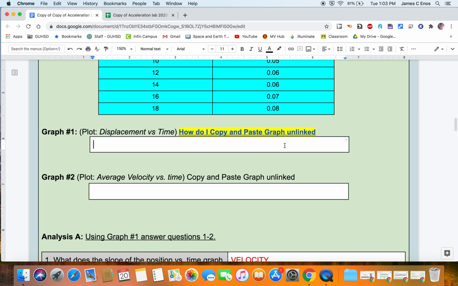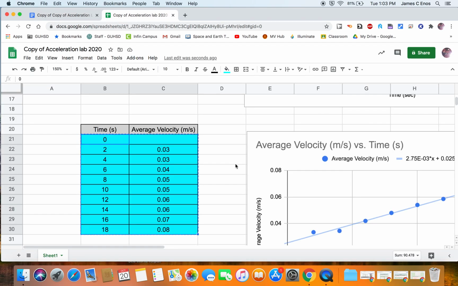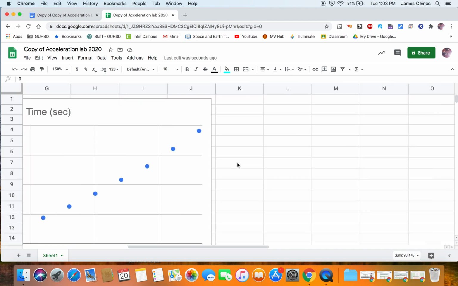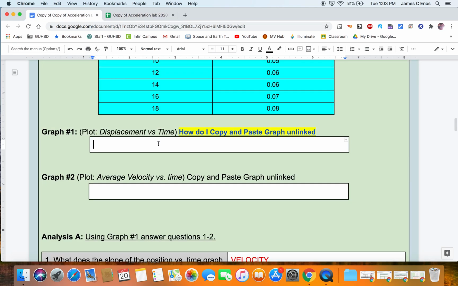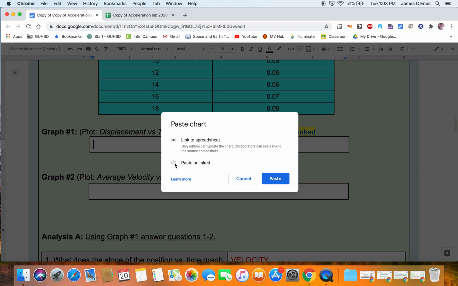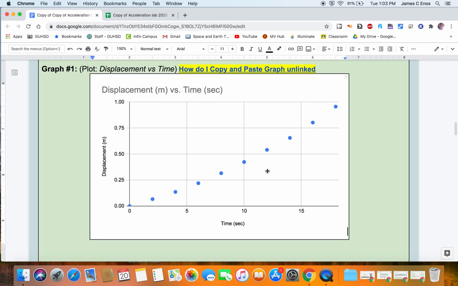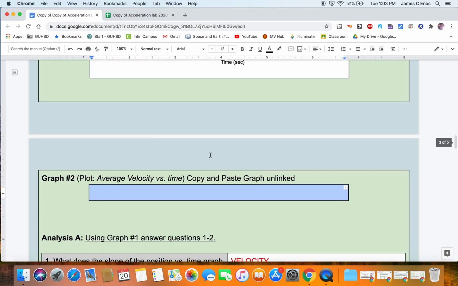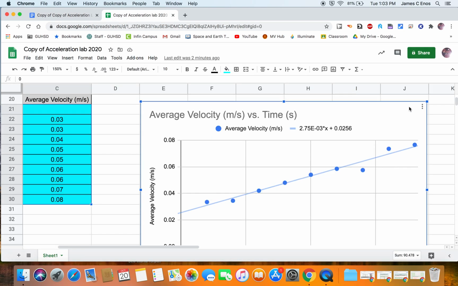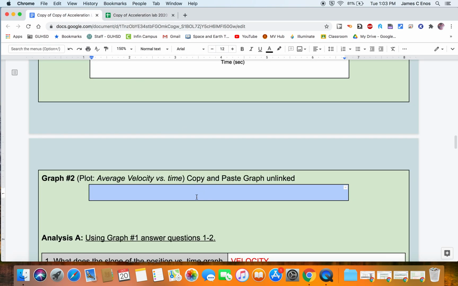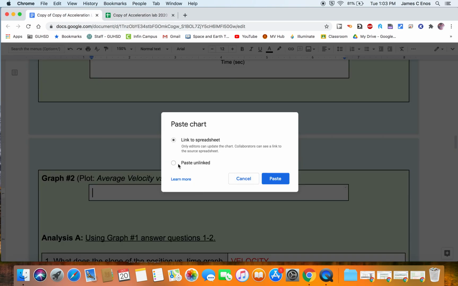So then you take your graphs, you need to paste in your graphs. The way you paste in your graphs is you click on this graph and you click on the top right to copy the chart, and you paste this. We want to paste it unlinked. Do it for both the displacement as well as the velocity graph. So to get the velocity graph, you copy that chart, paste it unlinked.